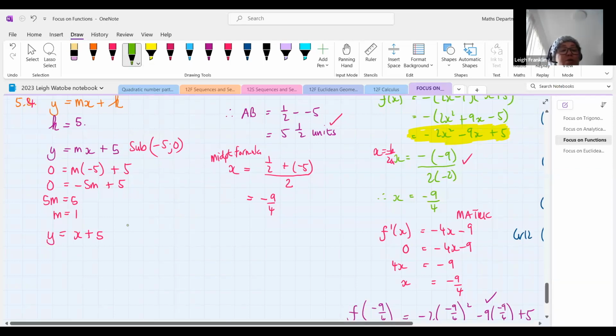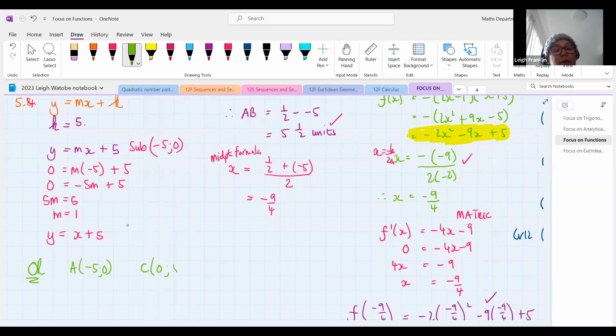Or if you want to solve for m differently, you can use your coordinates at A, which are -5 and 0, and your coordinates at C, which are 0 and 5. You can sub into the gradient formula, change in y over change in x, and you'd get 1 as well. So either of those two ways works to calculate the gradient.